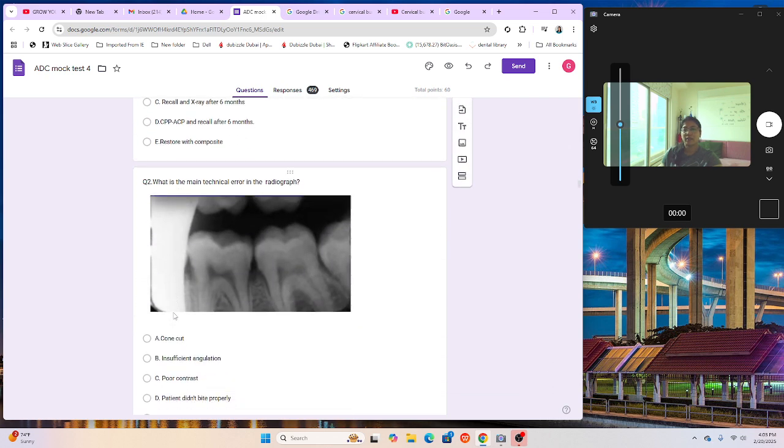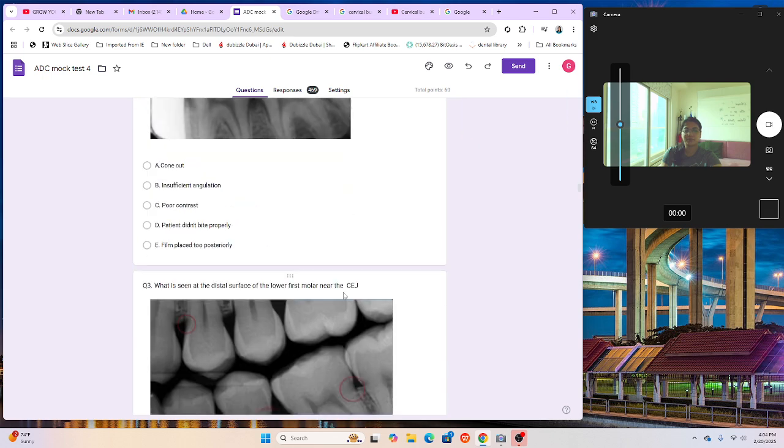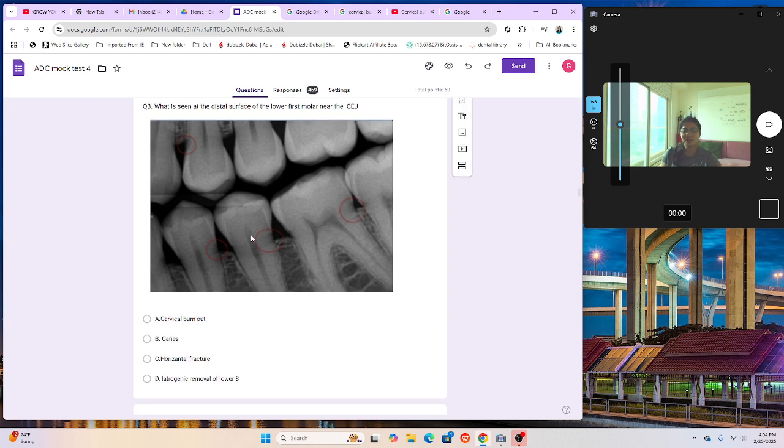What is the main technical error in the radiograph? See, radiographic errors. Technical error in the radiograph. It's a cone cut. Can you see this? Straight away cone cut. What is seen at the distal surface of the lower first molar near CEJ? Here, here, here, here. Remember the presentation that we just saw before we started talking? Cervical burnout, straight away. I do not need to explain to you why it is that. It's band shaped, the knife edge is intact, it's a properly demarcated lesion, cervical burnout.